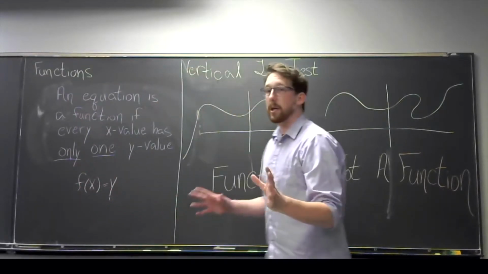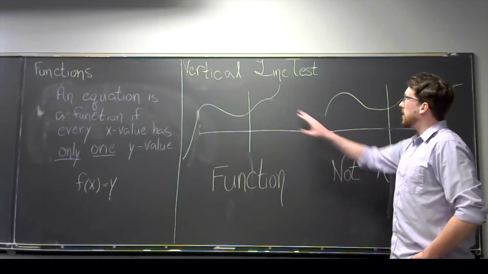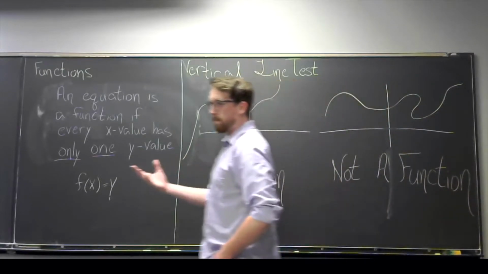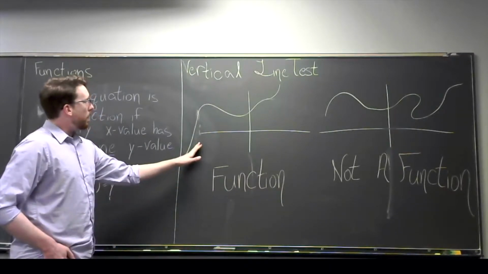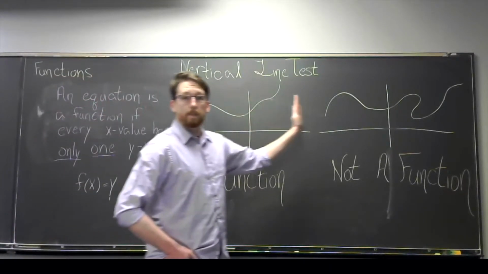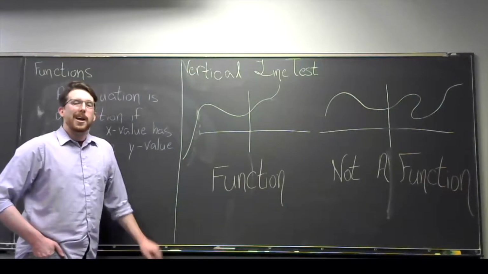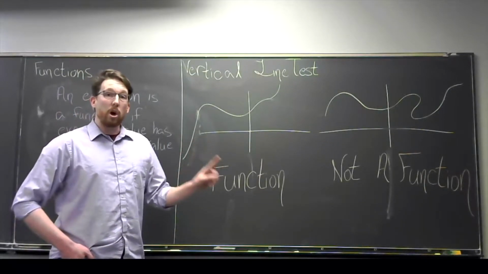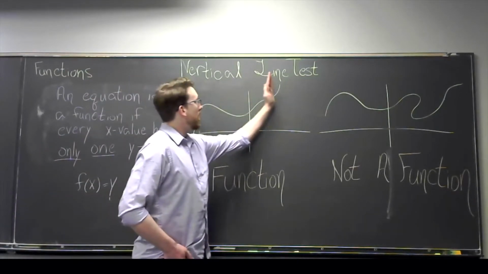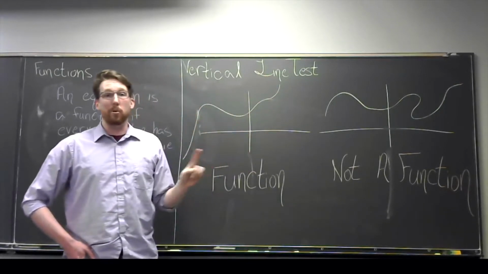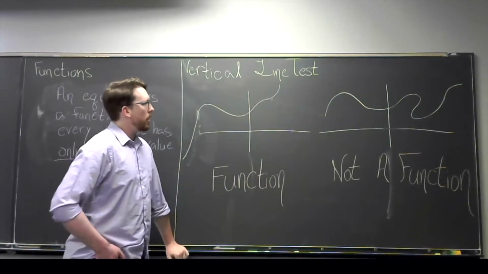What this looks like graphically is to say, I've got two different graphs of two different equations. In the first graph, if I were to take a vertical line and move it through, at no point am I going to go through more than one point on the graph. So we move this vertical line through, we only pass the graph at one point, no matter where the vertical line is. This is a function.